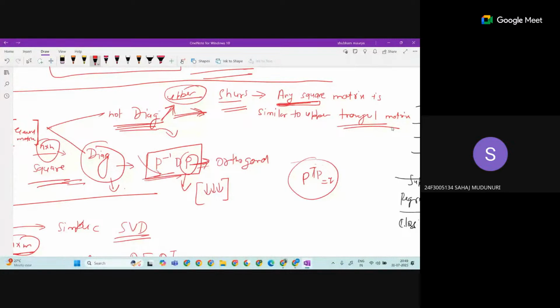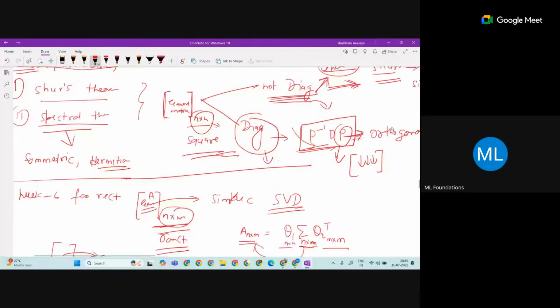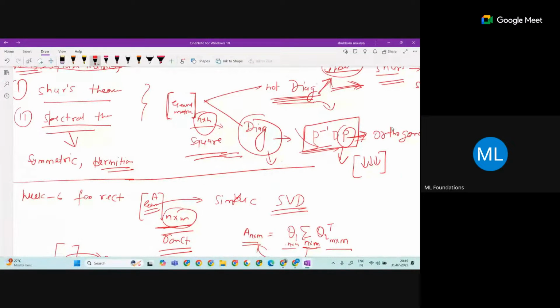Sir, any Hermitian matrix is orthogonally diagonalizable, is that the spectral theorem? Yeah, till now I didn't discuss the spectral theorem. The spectral theorem is specifically for symmetric and Hermitian matrices. Yes, sir, that was my doubt. If we define it for Hermitian, it automatically works for symmetric, no sir?